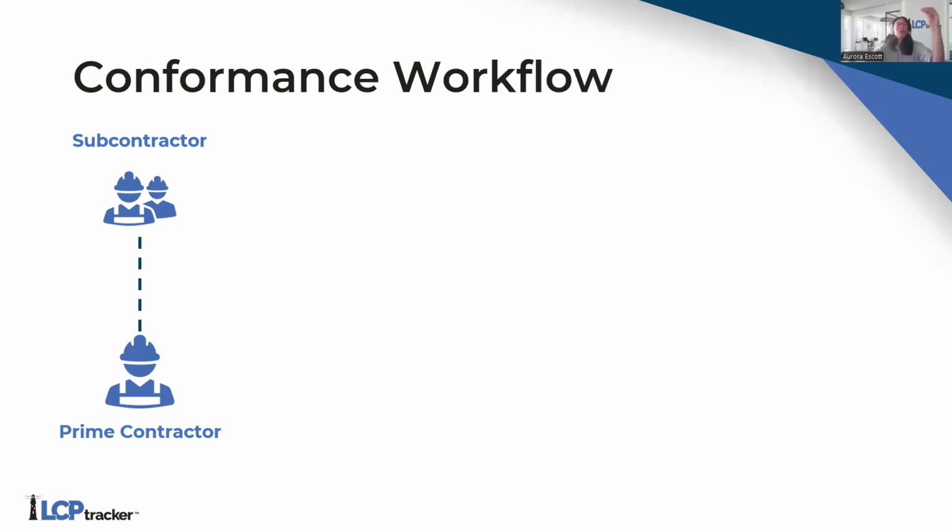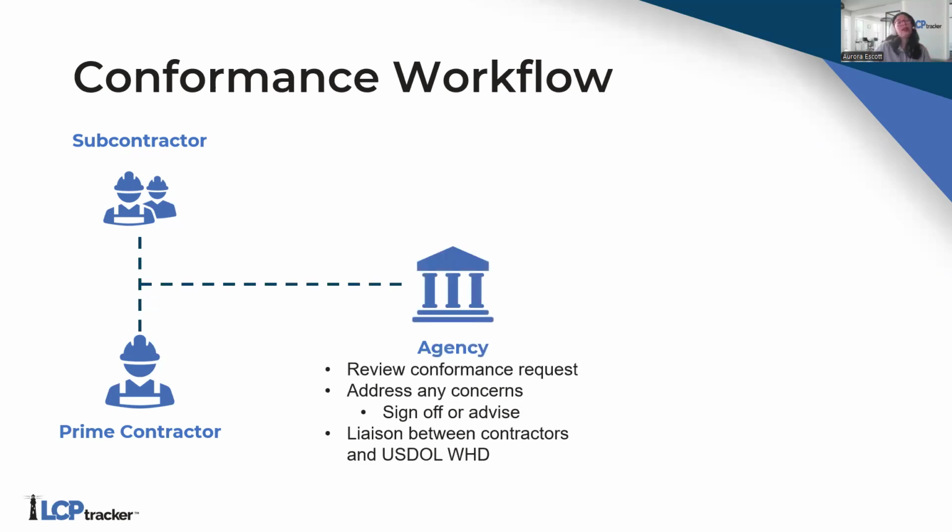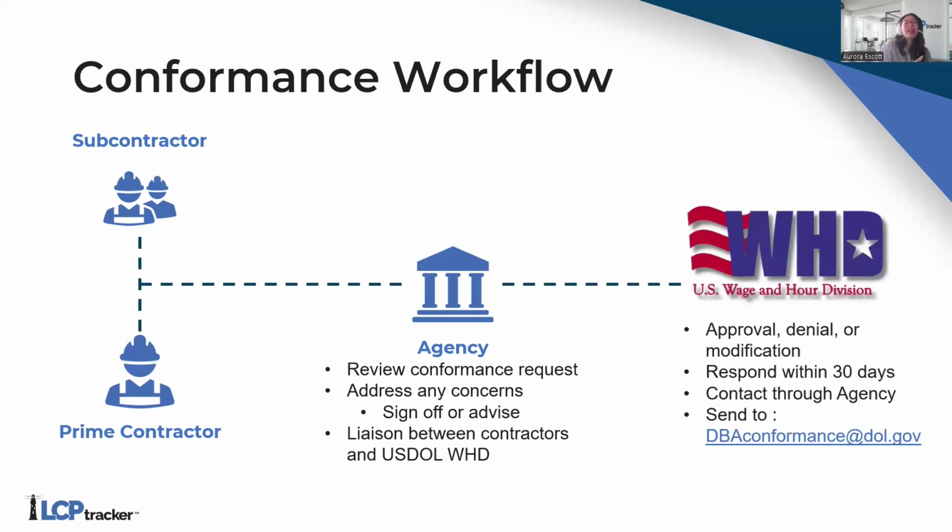Okay, so a quick overview of how the conformance workflow actually looks. Prime contractors and subcontractors get together, review the wage determination and realize, oh, we're missing a carpenter here, or we're missing a bricklayer here. You're going to get together, draft up the SF 1444, and then you're going to submit that to your client, the awarding body or agency that owns the project. The agency will then review your conformance request and provide any advisory items, or they'll sign it off. And then they have the very important job of being the liaison to the Department of Labor Wage and Hour Division. Because guess what? The Wage and Hour Division won't communicate directly with the contractors. They're going to communicate directly with the agency.